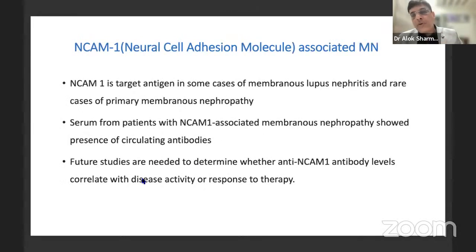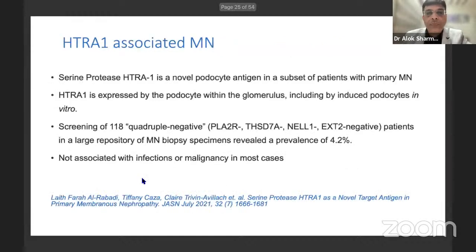And similarly to exostosin 1 and 2 we've been talking about, NCAM1 has been there for some time. So this is called the neural cell adhesion molecule. And serum from patients who have NCAM1 positive membranous GN, they have circulating autoantibodies. And a few cases of membranous lupus nephritis actually have NCAM1 positive antibodies. So this is another stain which you can use to detect autoimmunity associated with membranous GN. And a lot of others have been described from time to time.